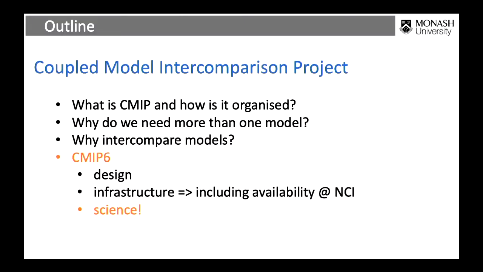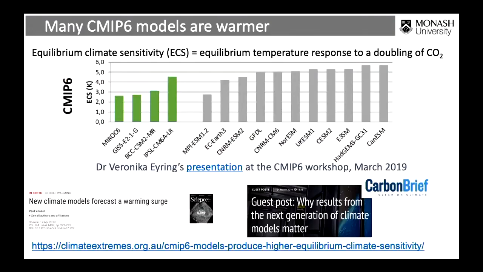Okay, science. I wanted to make sure we had some time to talk about some of the emerging science that's coming out. Many of you may have heard this already: many of the CMIP6 models are much warmer than the CMIP5 models. Have people heard that in the news at all? And so these are the equilibrium climate sensitivities that Veronica showed in March. That's the temperature response to a doubling of CO2, once it's come to equilibrium. Traditionally people used to run these with a slab ocean so that you could quickly get to equilibrium, and now there's a method I'll show you that they use to do it.